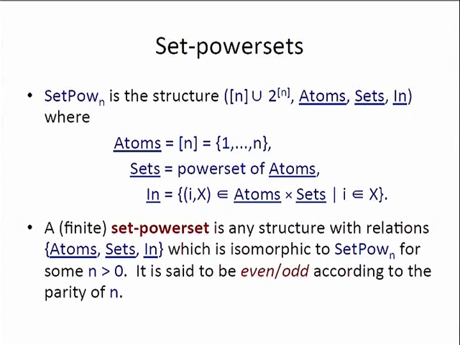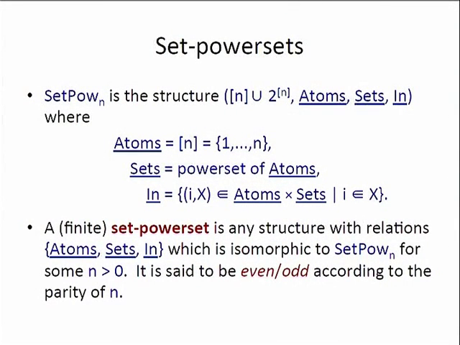So that's SetPow_n. And in general, a finite set power set structure is any structure which is isomorphic to SetPow_n for some n. And we'll say that the structure is even or odd according to the parity of n, according to the number of atoms in the structure. So the structure has atoms and sets, and then the set membership relation between those two sorts.